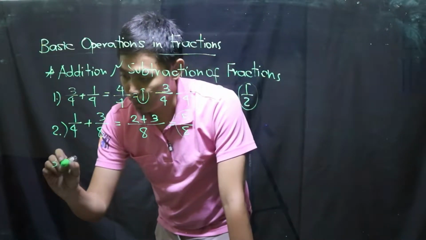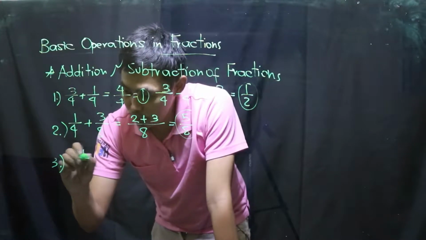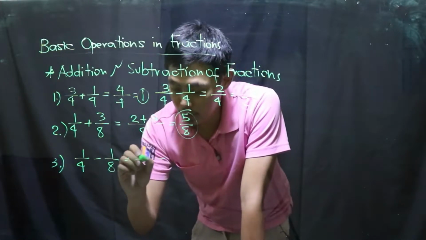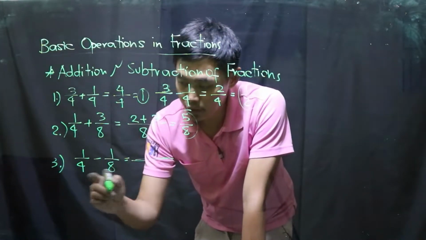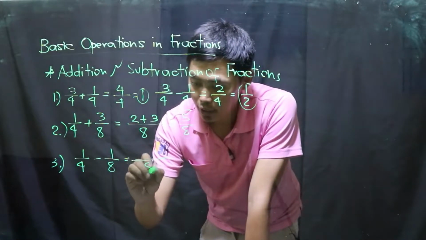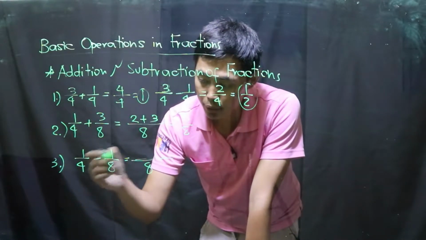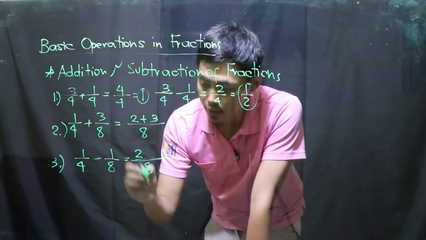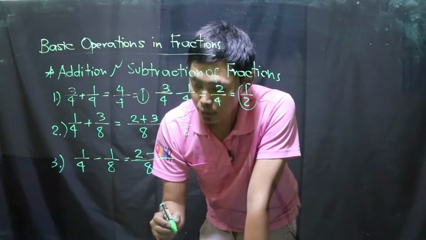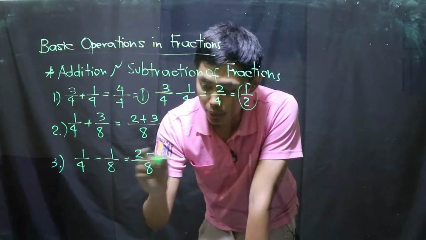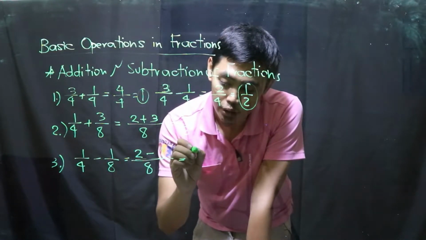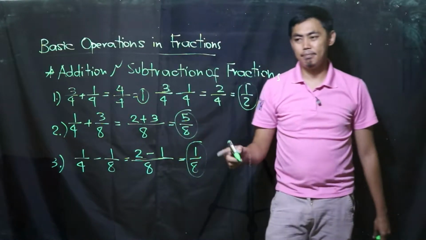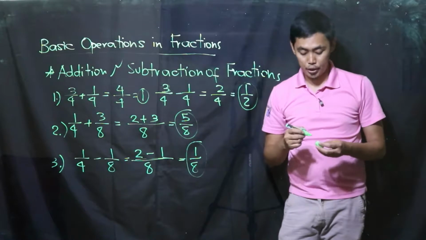How about subtracting dissimilar fractions? 1/4 minus 1/8. So let's try to do this. Again, the least common denominator is 8. 8 divided by 4, that will be 2. 2 times 1, 2. 8 divided by 8, that will be 1, times 1, that will be minus 1. So 2 minus 1, this is 1 over 8. Okay, so that is how you will do addition and subtraction of fractions.